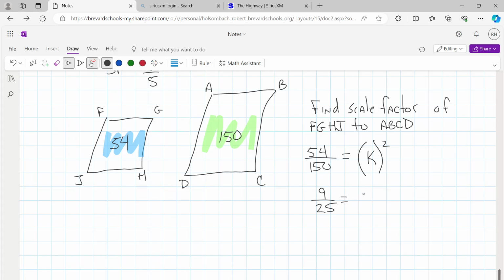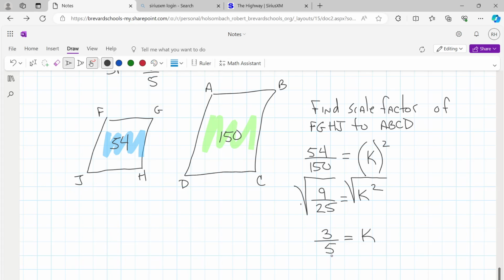And that's equal to K squared. So if we find the square root of both sides, then the square root of 9/25 is equal to K. Well, when you find square roots of a fraction, you find the square root of the numerator and the denominator. So the square root of 9 is 3. The square root of 25 is 5. And that's equal to the square root of K squared, which is K. So our scale factor is 3 to 5.